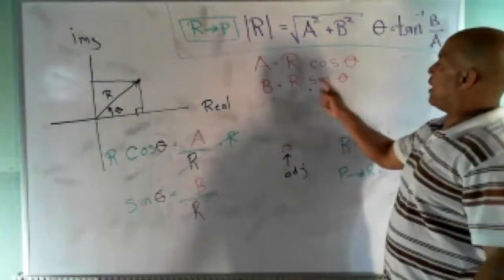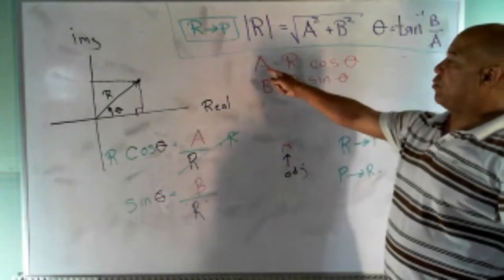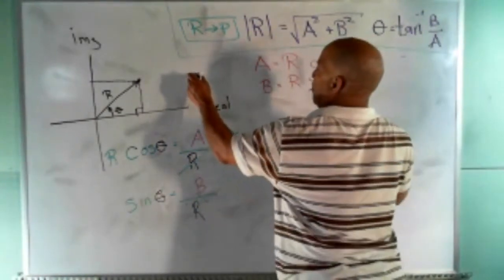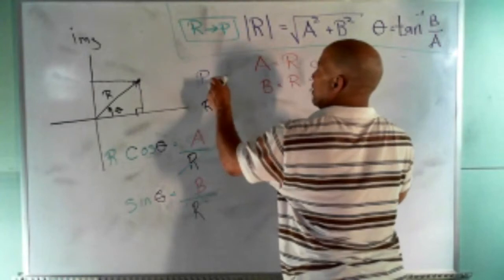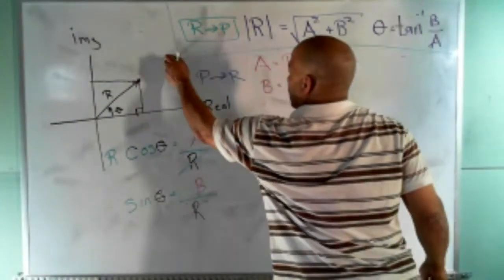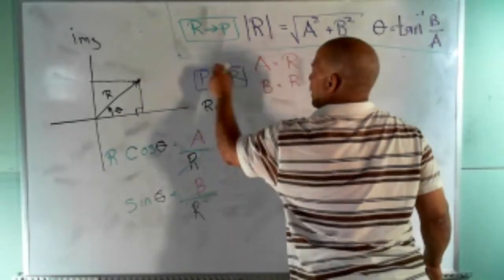Here I know r and I know the angle, and I want to find the real part and the imaginary part. So this takes me from polar to rectangular. You want to remember formulas. They can be pretty important.